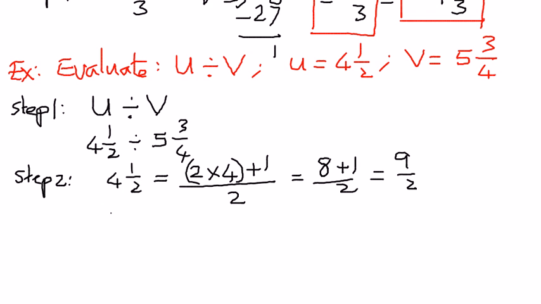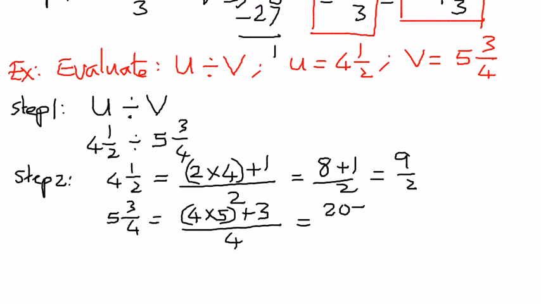We take the second mixed number, 5 and 3 over 4, and then convert that into an improper fraction. So we take the denominator of the fraction, multiply it by the number on the side, take the product of that, add it to the number in the numerator part, and then divide the whole expression by 4. 5 times 4 is 20, plus 3 divided by 4. 20 plus 3 is 23 divided by 4. So we have successfully converted the mixed numbers into their improper fraction format.